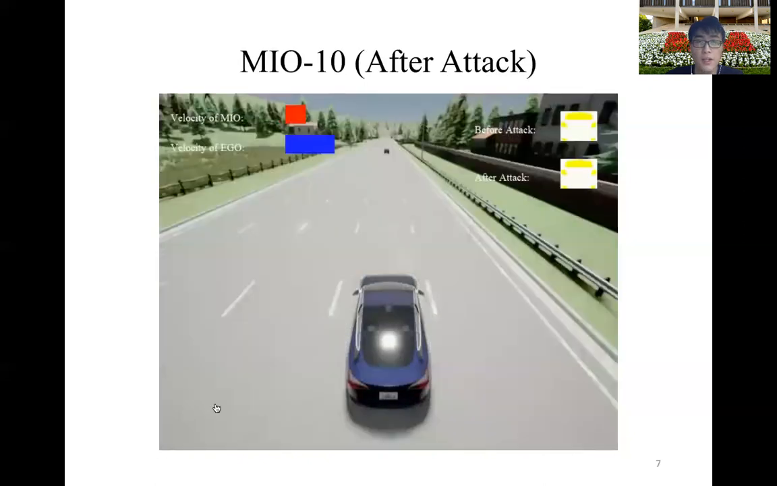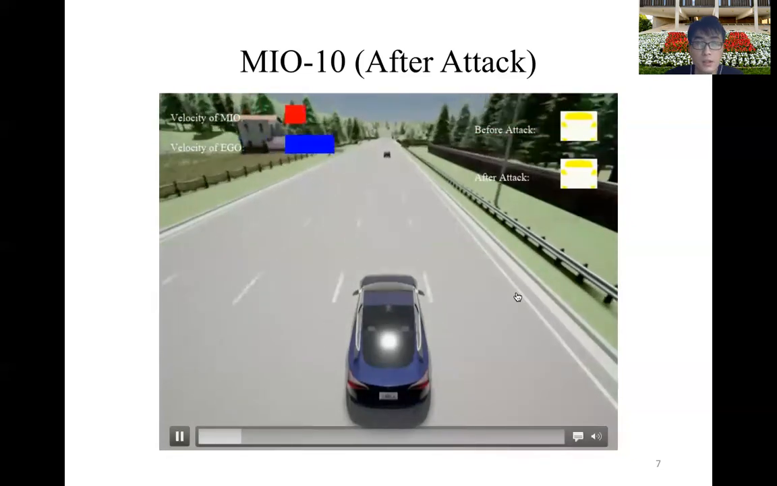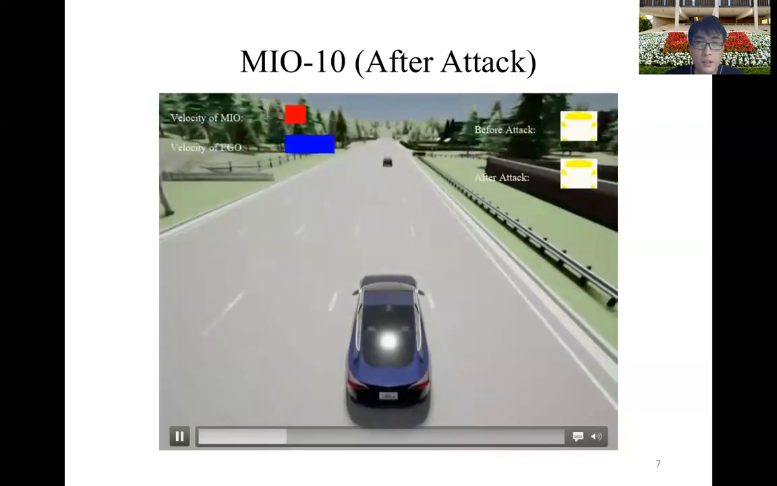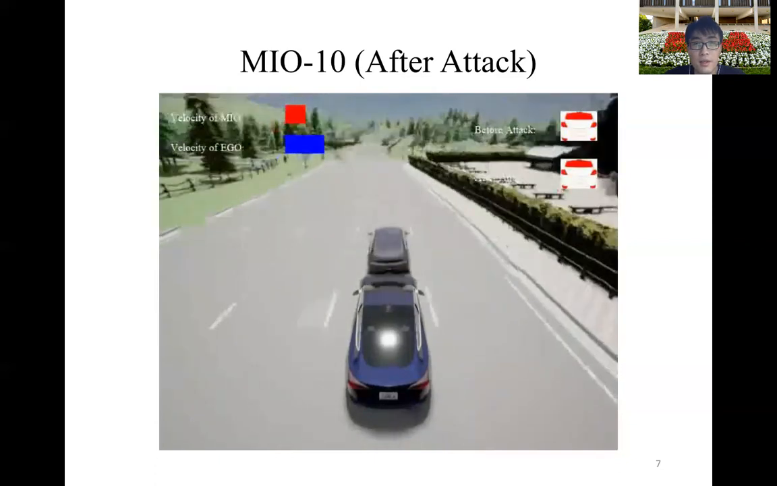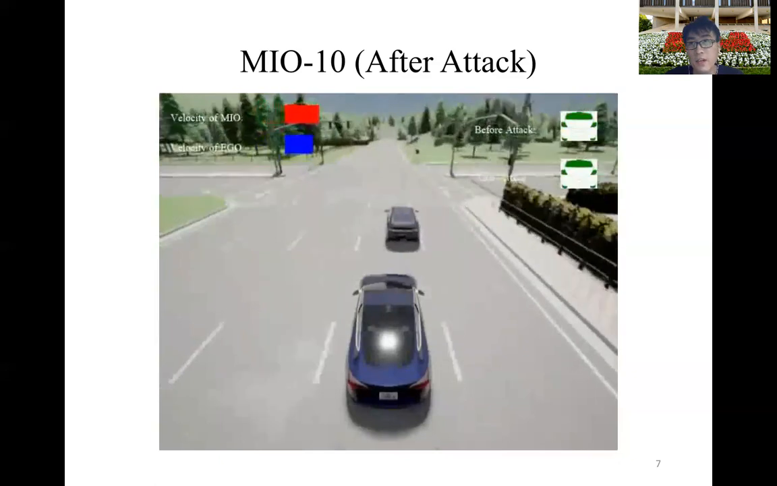Here's the result of the attack. So we can see that a car collision happens after our attack.